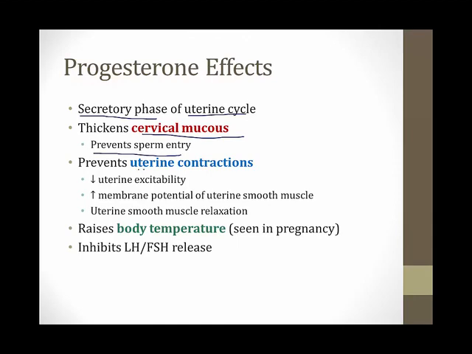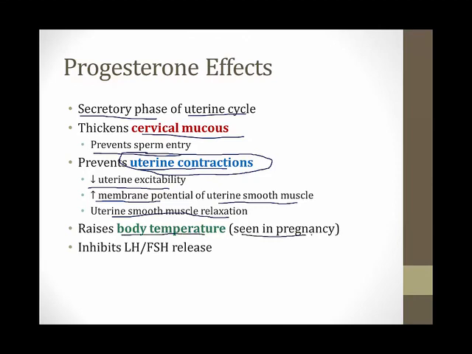Progesterone also prevents uterine contractions. It does this through a number of mechanisms. It decreases the excitability of the uterus. It raises the membrane potential of uterine smooth muscle. It also causes uterine smooth muscle relaxation. All of these effects block uterine contractions, something that is very important for a hormone whose levels are going to be high during pregnancy. Progesterone also raises the body temperature slightly.